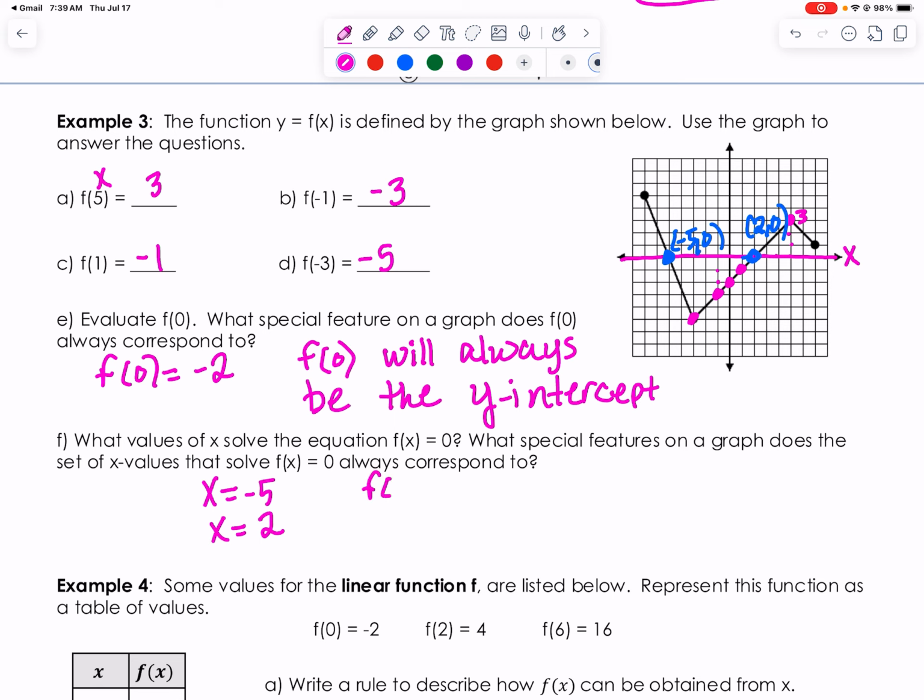f of x equals 0. Whenever your output is 0, will always be the x-intercepts. Sometimes you'll only have one, but sometimes you'll have more than one x-intercept. So you might have more than one answer on problems of this type.